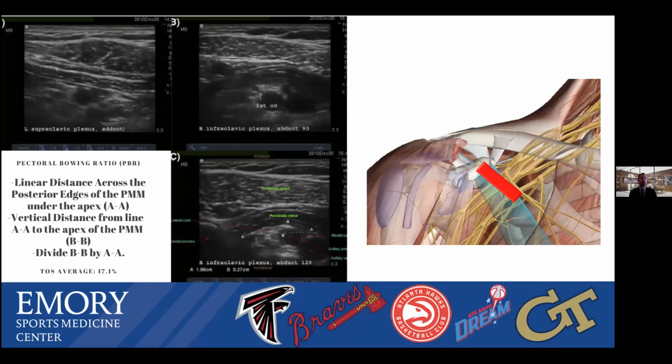So when we go look at an abnormal subject, one with symptoms, what he found was that you start to get this bowing of the pec minor over the cords. And when they did the ratio, looking at the edges of the pec minor compared to the apex here, the TOS average was 17.1%. Remember, it was about 1 to 2% within the normal subjects.